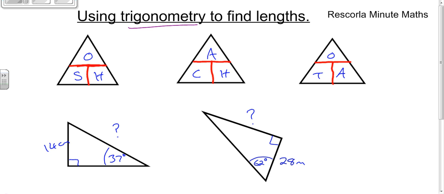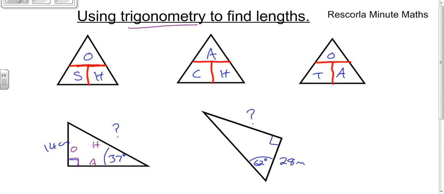Now, I suggest watching this bit of the video over a couple of times. When you've got an angle in your right angle triangle, the side opposite the angle is what we call the opposite. And then we've got a longest side. The longest side is the one that's opposite the right angle, and that's called the hypotenuse. So we label that one with H. Then the remaining one, which always touches the angle, is the adjacent.